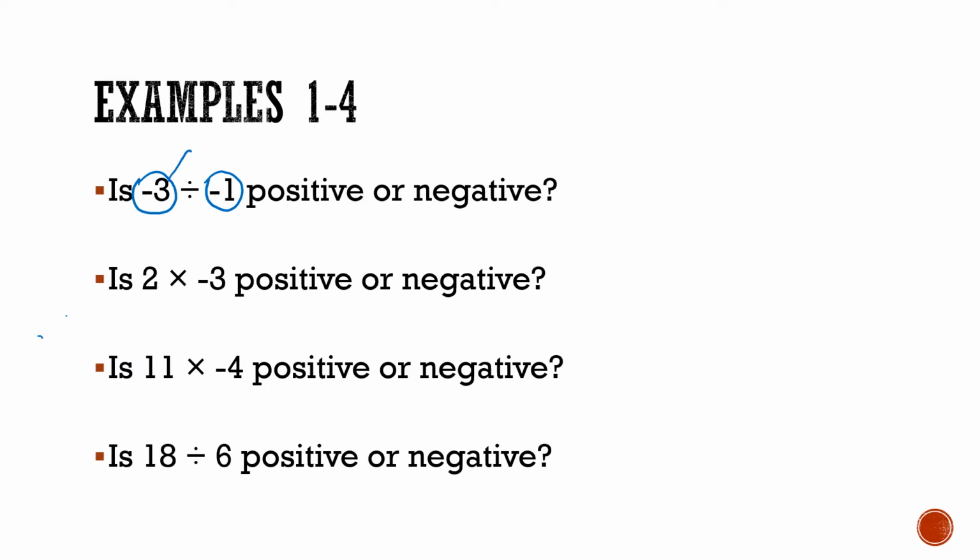So we have a negative and a negative. Are those matching signs? Yes, they are. Then your answer will be positive. So a negative multiplied or divided by a negative will give you a positive. Okay, so in the second one, a +2 multiplied by a -3. Are those matching signs? They're not, so it's going to be negative.